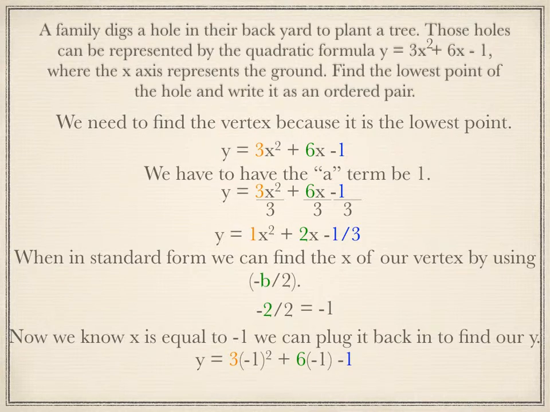So 3 times negative 1 squared is 1, so 3 times 1 is 3, plus 6 times negative 1 is negative 6, minus 1. And we finish doing that out. 3 plus negative 6 minus 1 is negative 4. So then we go ahead and write that as an ordered pair, which is negative 1, negative 4. And that's our final answer.